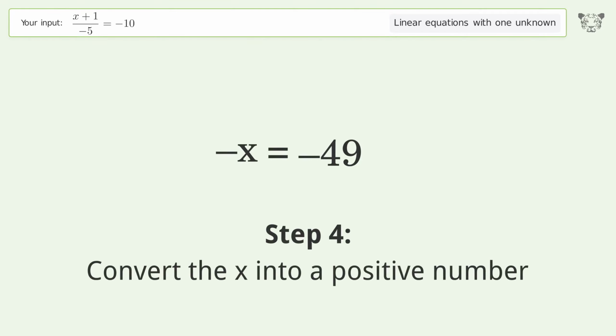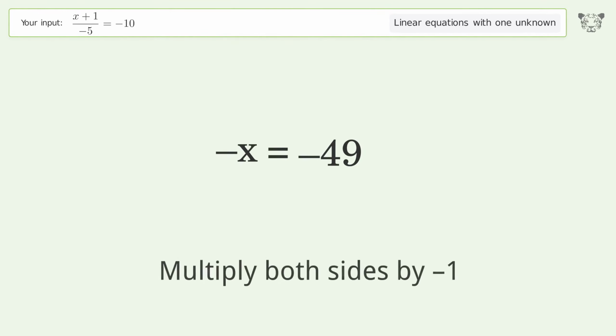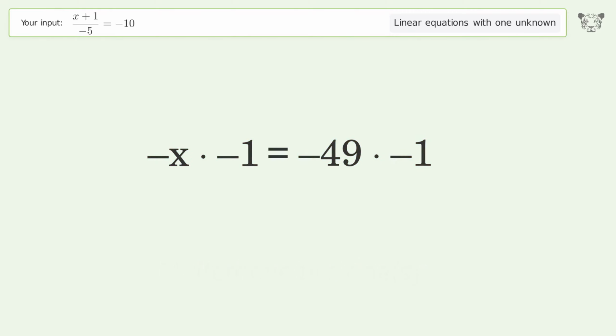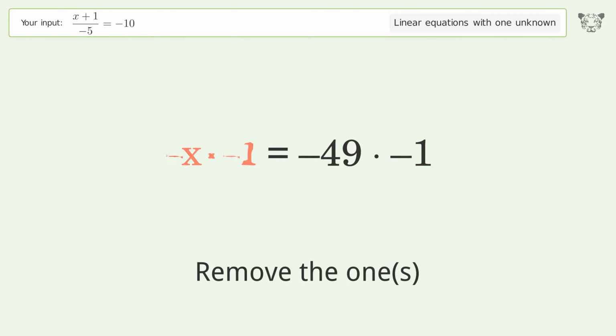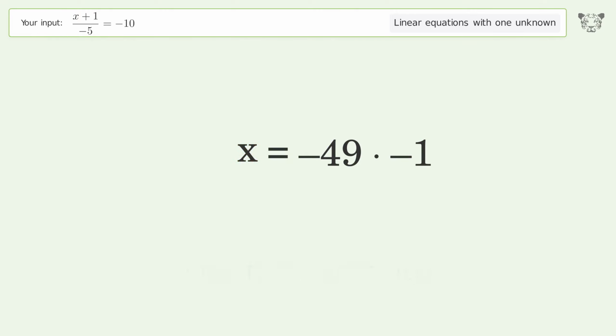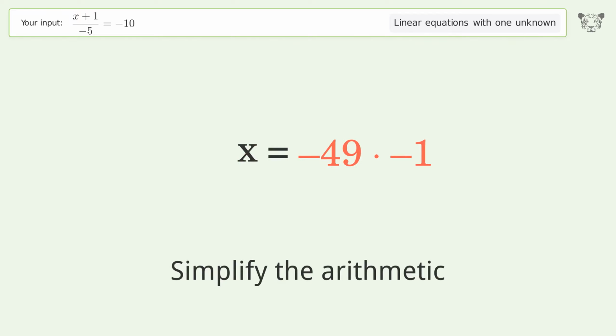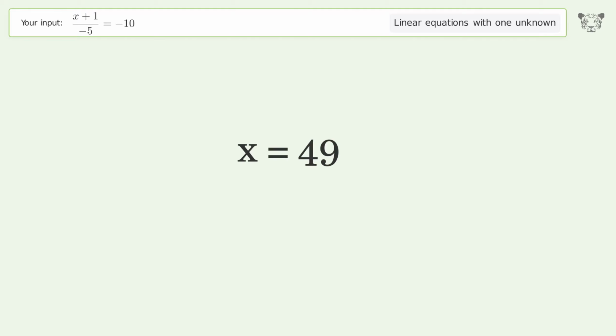Convert the x into a positive number. Multiply both sides by -1. Remove the ones. Simplify the arithmetic. And so the final result is x equals 49.